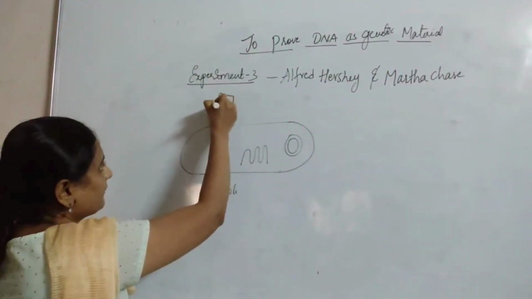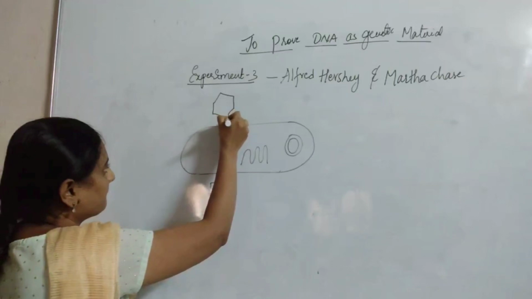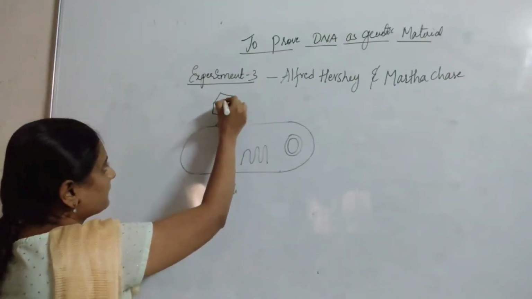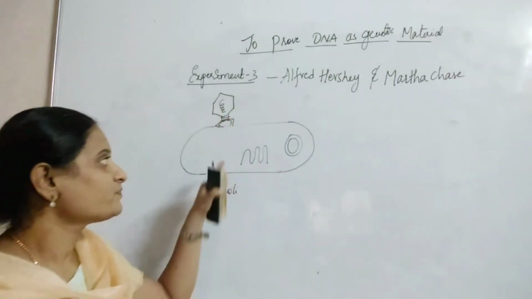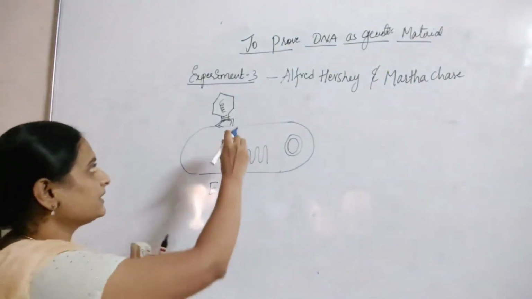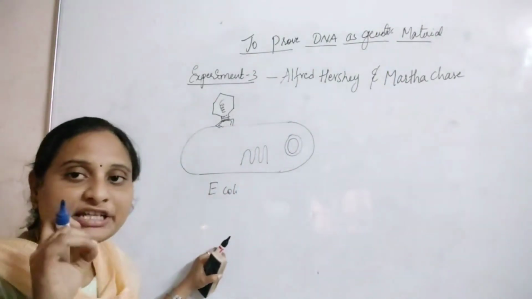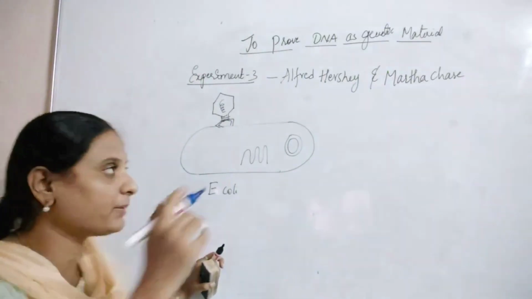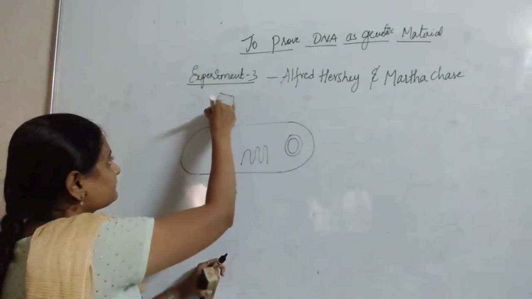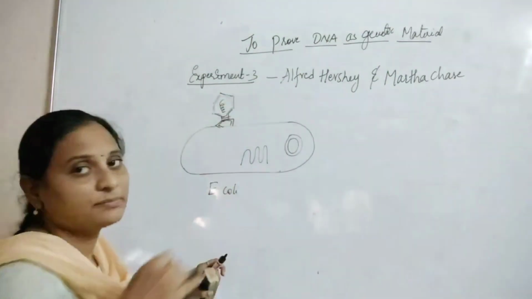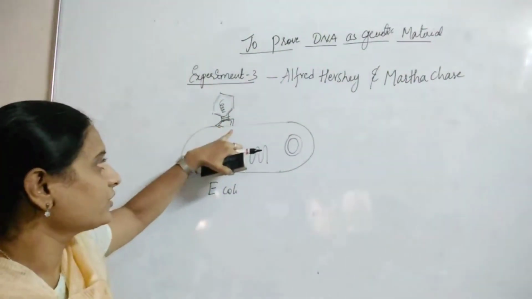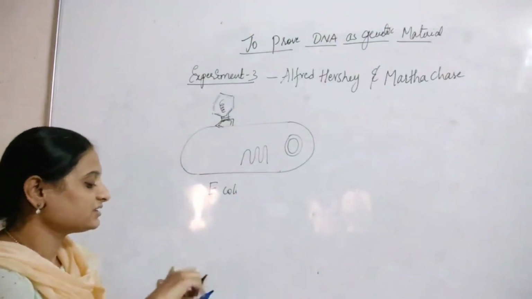with sulfur. So here the T2 bacteriophage is radio-labeled with sulfur. That means the sulfur has been incorporated in the head part, the protein part. When they are allowed to culture in E. coli, it occurs in 4 stages.